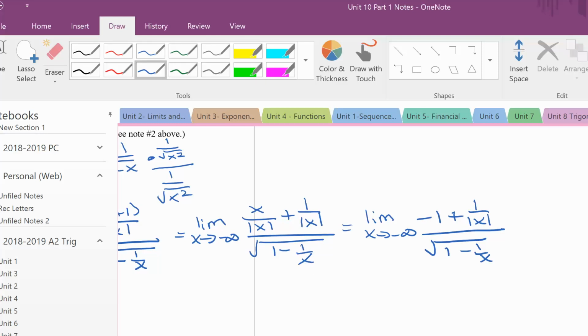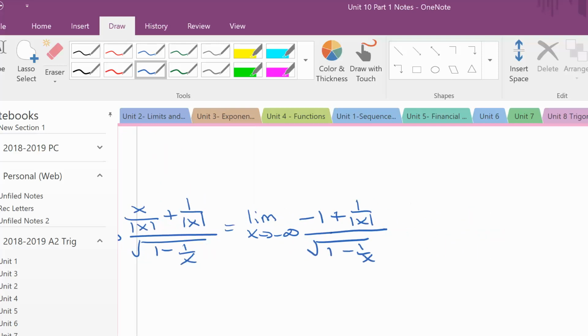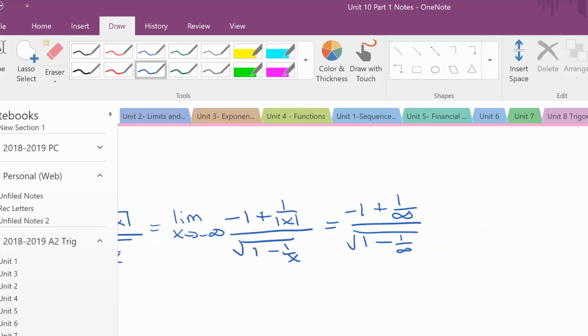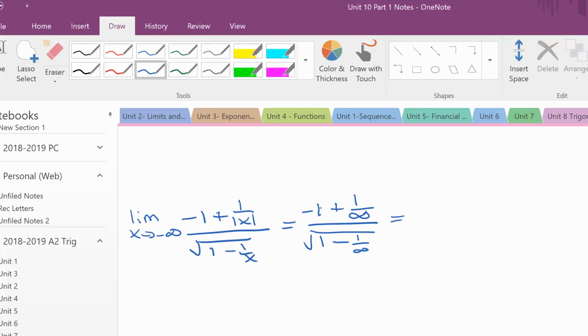So now we can take the limit as x approaches negative infinity. So this is negative 1 plus 1 over infinity over the square root of 1 minus 1 over infinity. Well, 1 over infinity, remember, is 0, so this is negative 1 plus 0, over the square root of 1 minus 0, so the square root of 1, which is 1. So it's negative 1 over 1, which is negative 1. So that is our answer for that one.